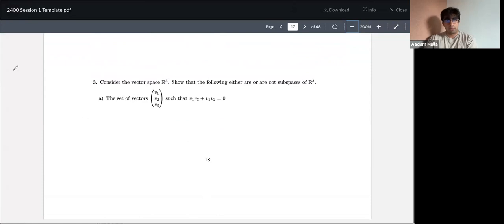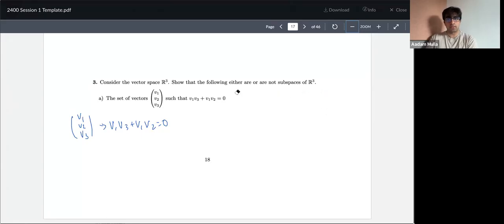So we have V1, V2, V3, such that the first element times the third element plus the first element times the second element equals 0. So for this one, it's a little bit harder. On the previous one, we had v1 minus v2 equals 0, so we just said, okay, v1 equals v2. Here, it's a little bit harder to do that.